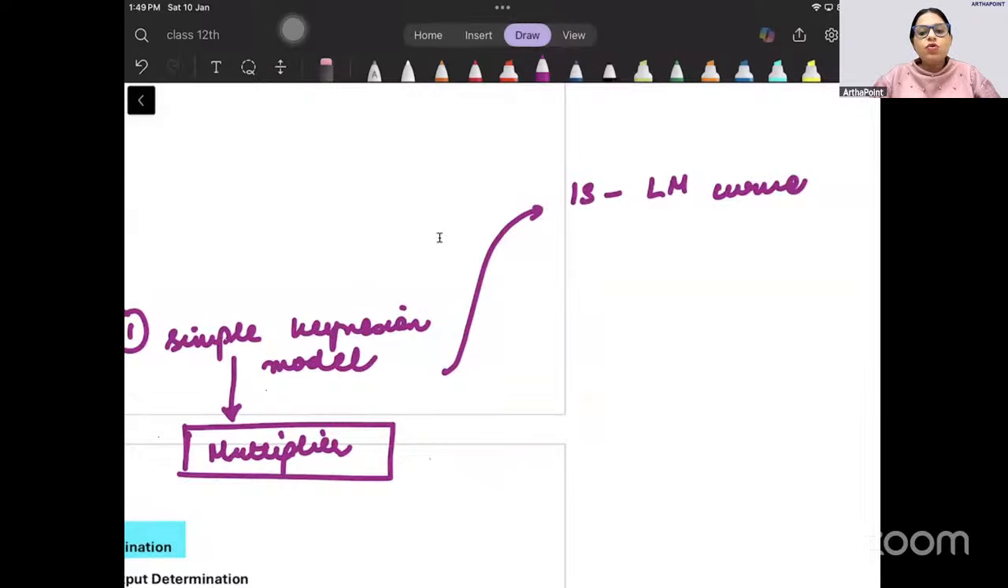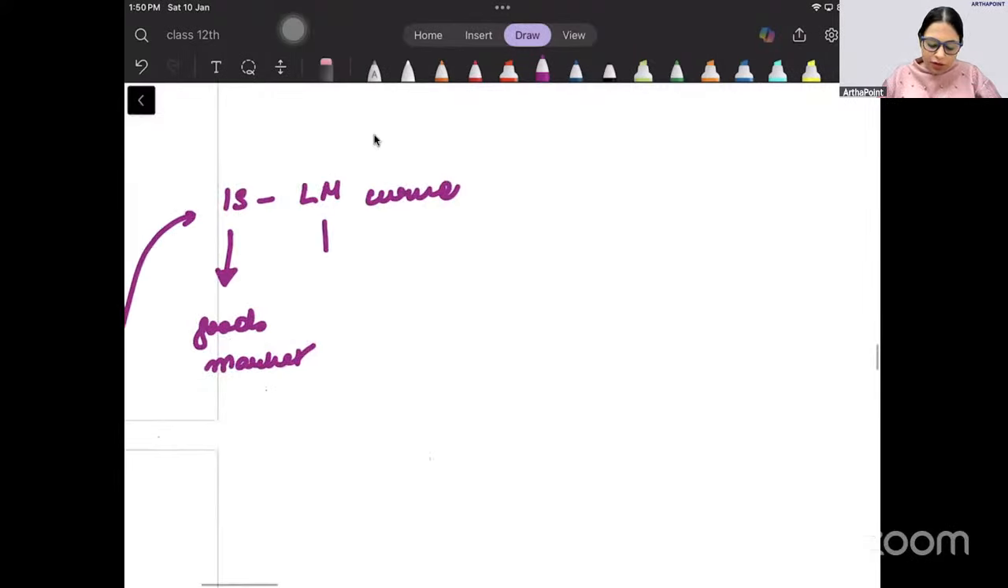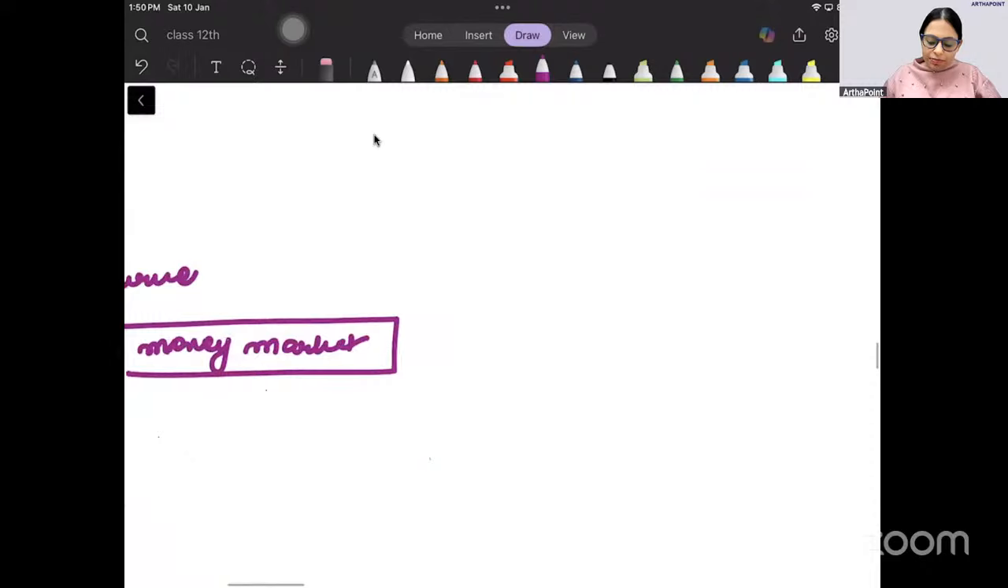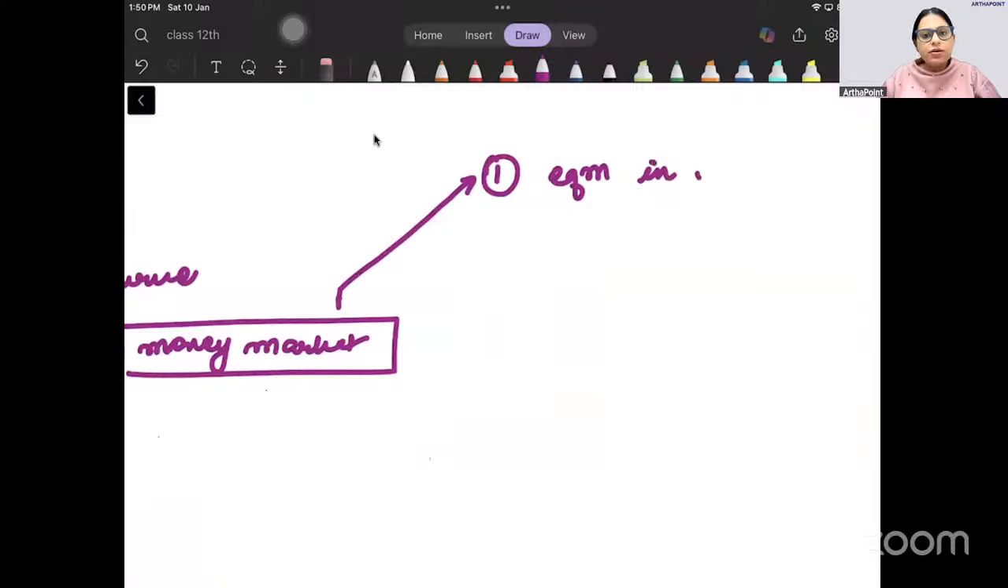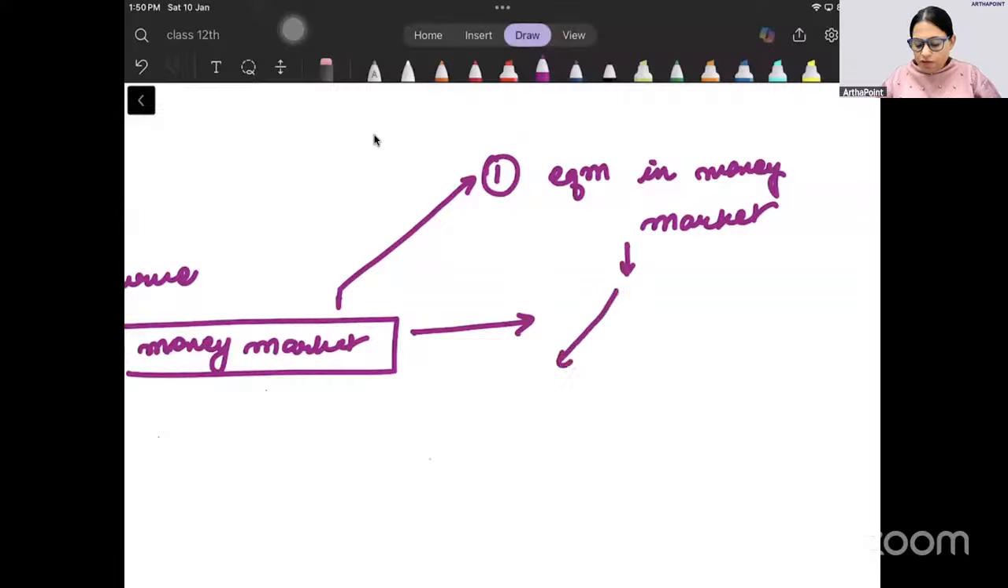In the ISLM curve, we talk about the IS curve, which is the goods market, and the LM curve, which is the money market. Now, in the money market you have to understand the following. First, you need to understand the equilibrium in the money market, how the equilibrium comes about. And this equilibrium consists of demand of money and supply of money.